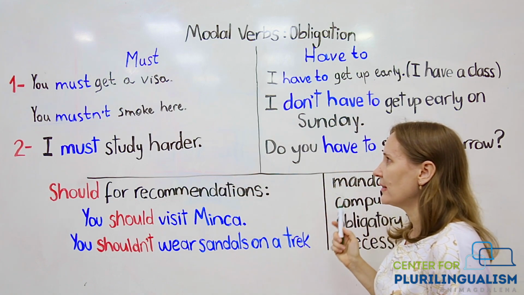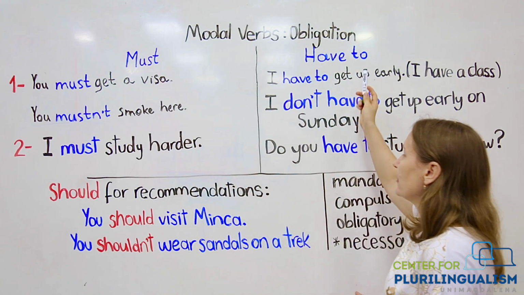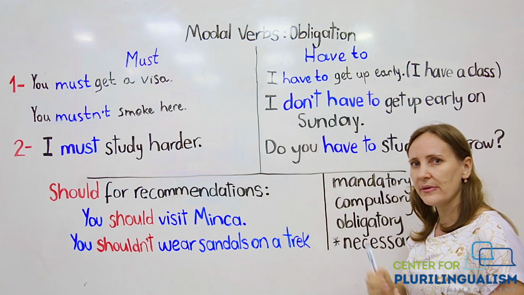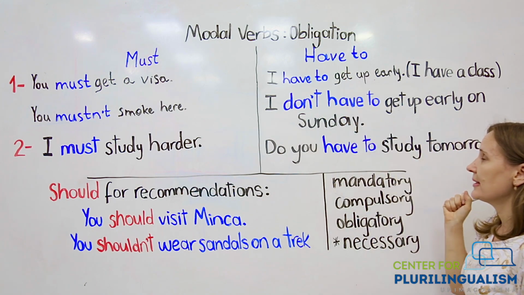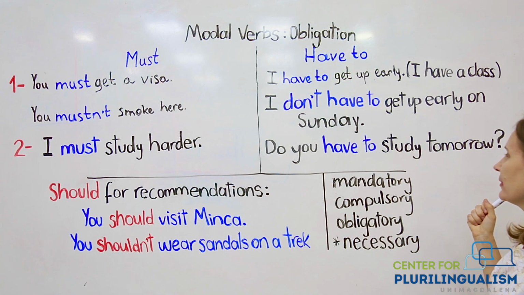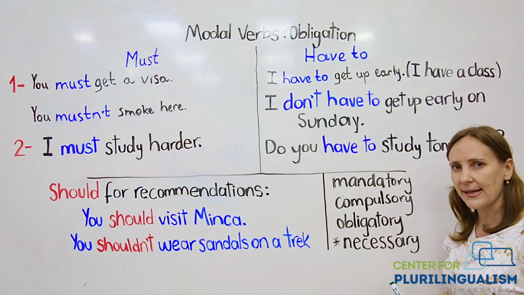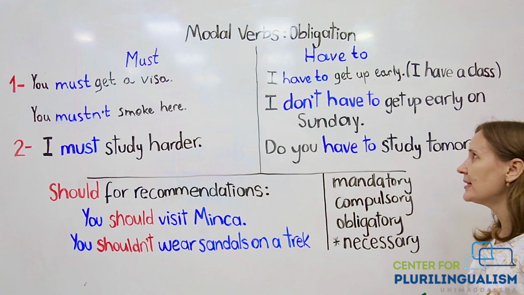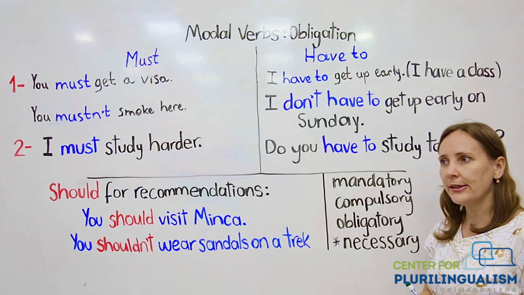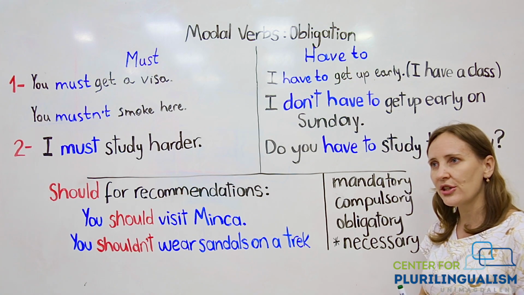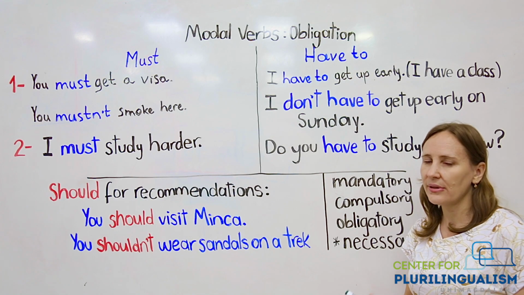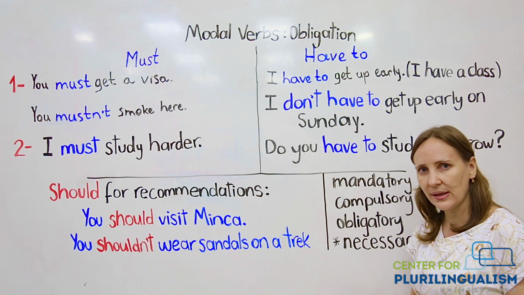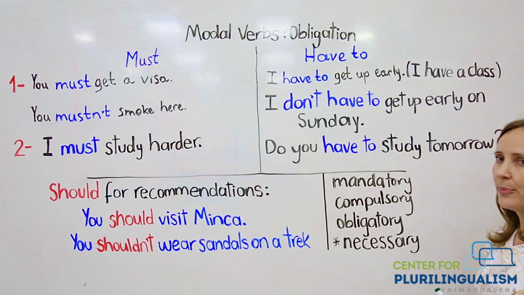Now let's compare this verb with the verb have to, that is also used when we speak about something that is necessary. Let's look at this example. I have to get up early because I have a class at 6 a.m. In this case, modal verb have to, it's also an obligation, but usually it's because of some external factor. So let's say you have a class, because of the class, here you have to get up early.